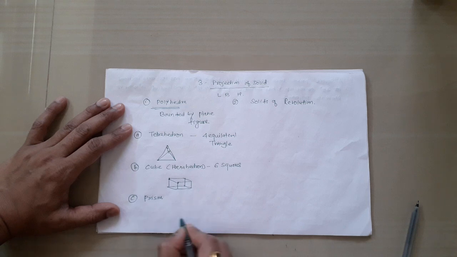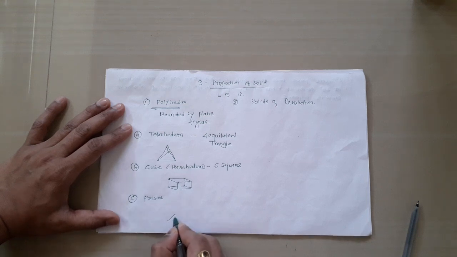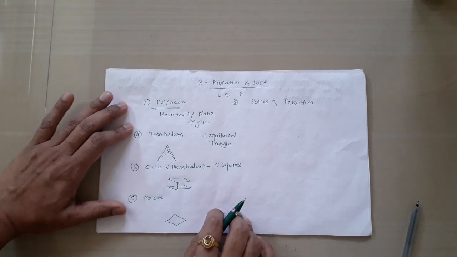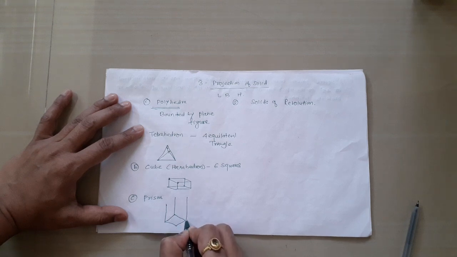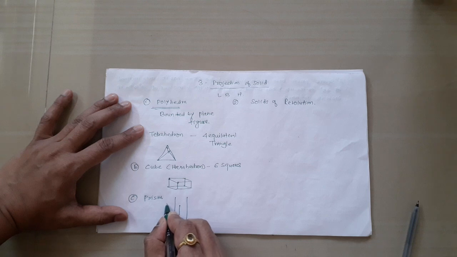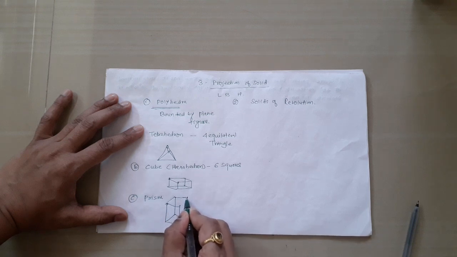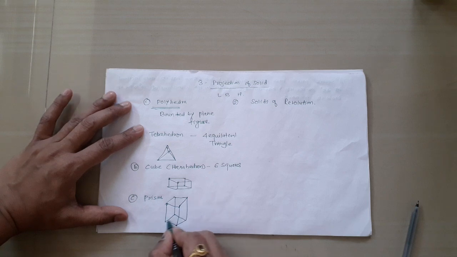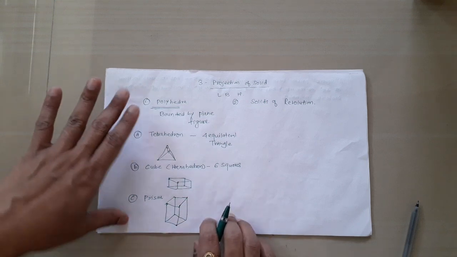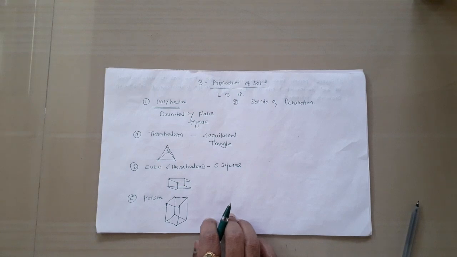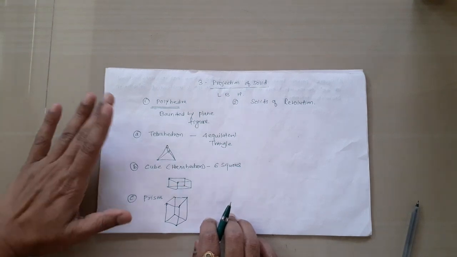Prism is a polyhedra having the top and bottom surface as a plane figure. Any plane figure from square, rectangle, triangle, pentagon, hexagon, and all these corners are connected to the top surface with the help of rectangles. This is a prism. If the base figure is a square, it is known as square prism. If the base is a rectangle, it is known as rectangular prism. If it is a triangle, it is known as triangular prism. Depending upon the shape of the base, the prism is named. If it is a pentagon, pentagonal prism.